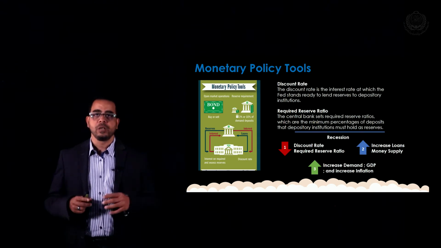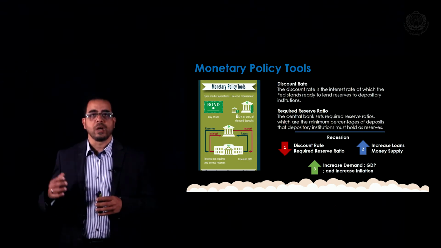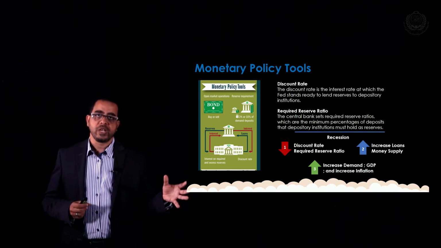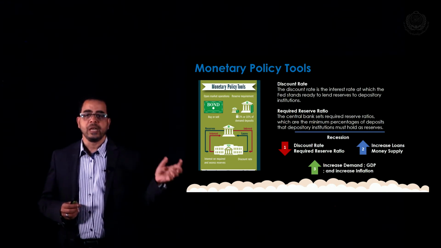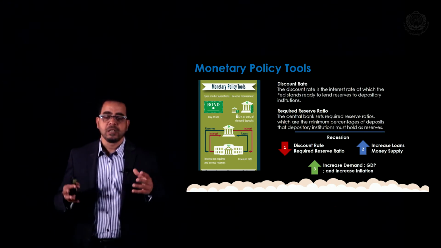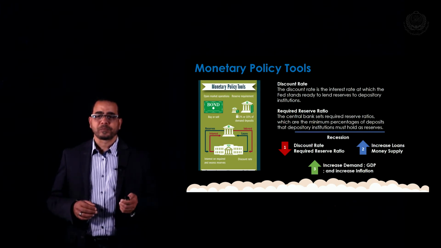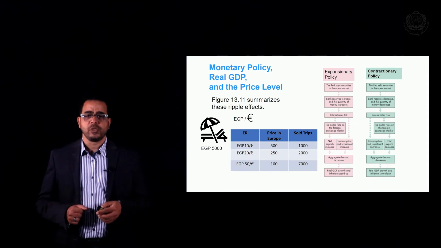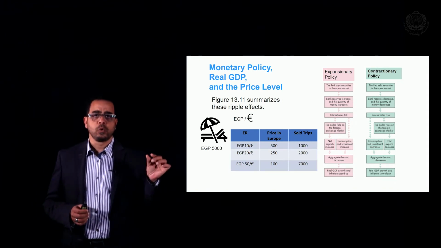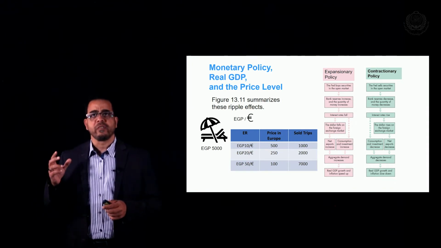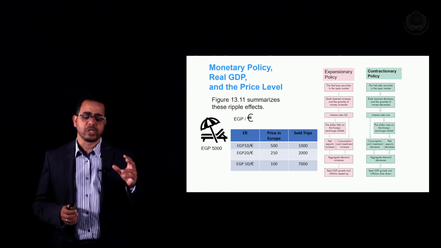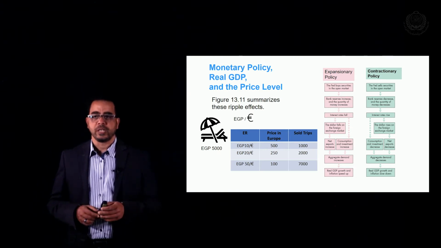If we have inflation, we are to increase the required reserve ratio. This will decrease loans, decrease the quantity of money, and decrease demand, GDP, and inflation. Now, let us summarize what we have just said and add a small piece of information over the effect of the monetary policy over the exchange rate.